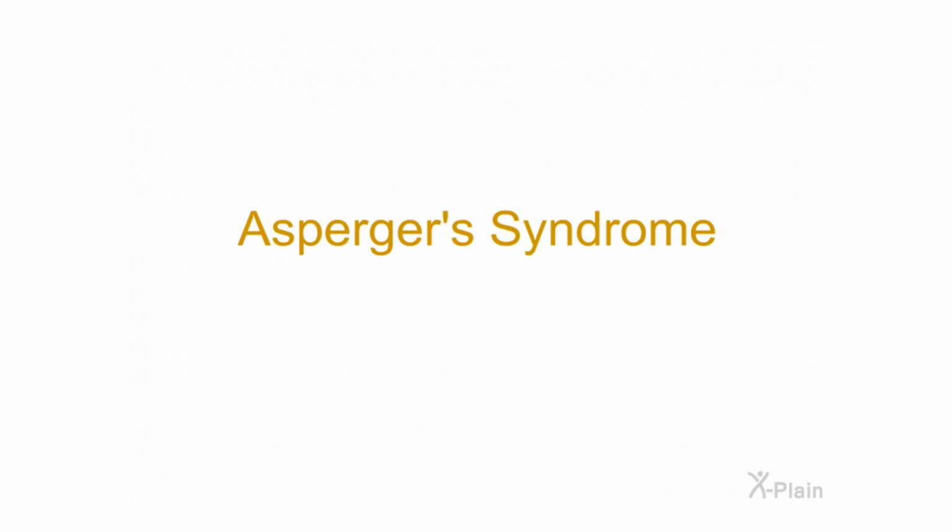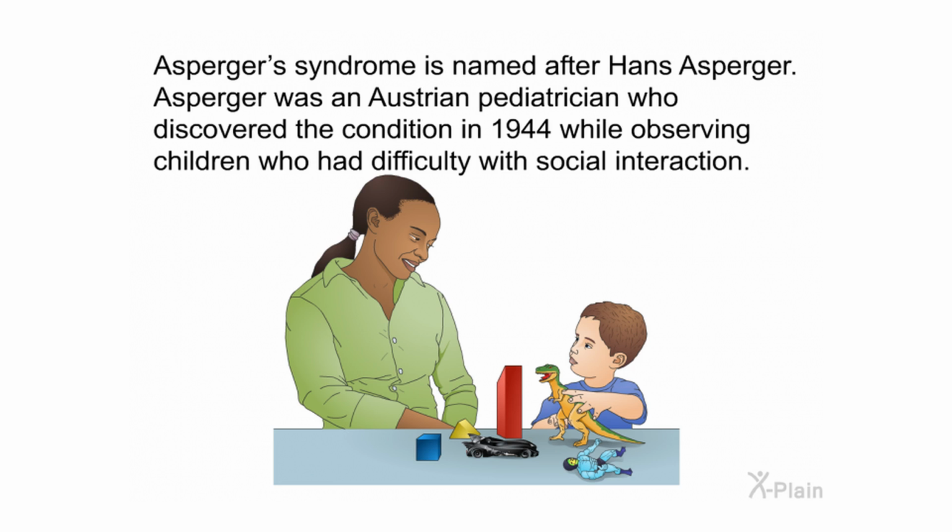Asperger Syndrome. Asperger Syndrome is named after Hans Asperger. Asperger was an Austrian pediatrician who discovered the condition in 1944 while observing children who had difficulty with social interaction.